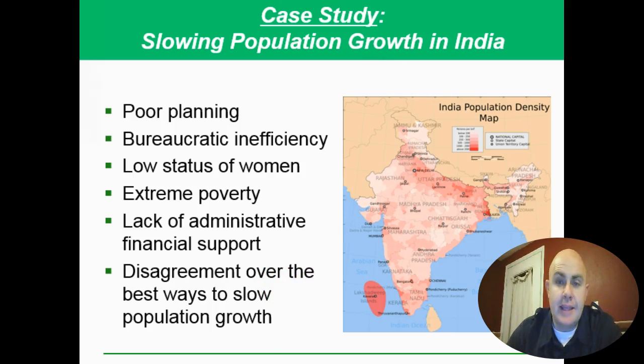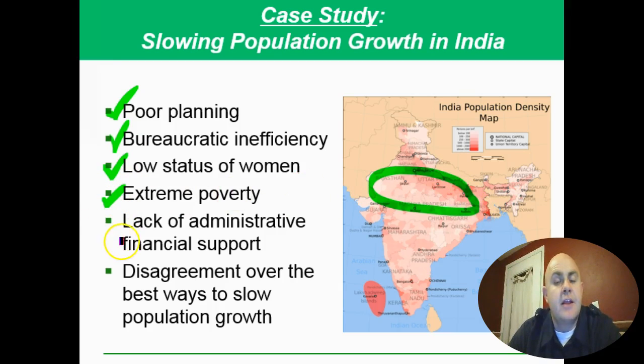India. It is growing and is going to pass China here in the near future. And why? It hasn't done a good job of planning out what it wants to do. There's been a lot of bureaucratic nonsense involved that has slowed down the process of creating programs. Women have not very high status in India, unfortunately. There's a lot of extreme poverty, especially in northern India. There's a lack of financial support for this particular endeavor. And then there's lots of people who just simply don't agree on the best way to go about it. And all of these things have created kind of a stagnant environment that has not allowed India to manage its population nearly as well as it should.